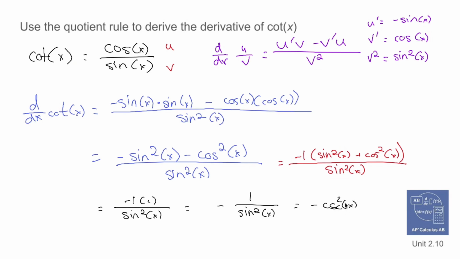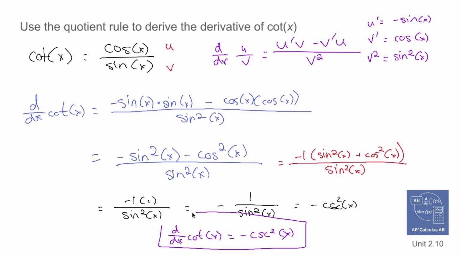So let me write that out. When all is said and done, the derivative of cotangent x is negative cosecant squared x. Not the prettiest looking thing in the world, certainly not, but the quotient rule gave it to us, and boy wasn't that a lot of fun.